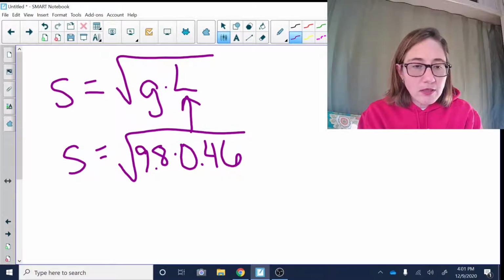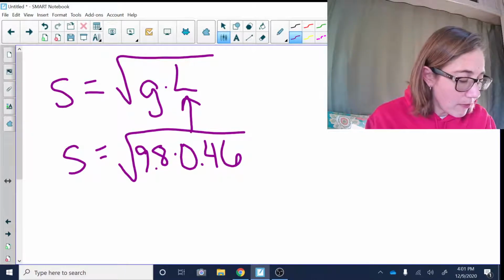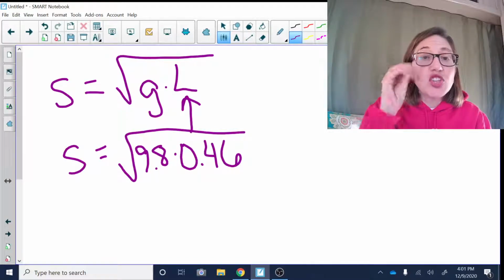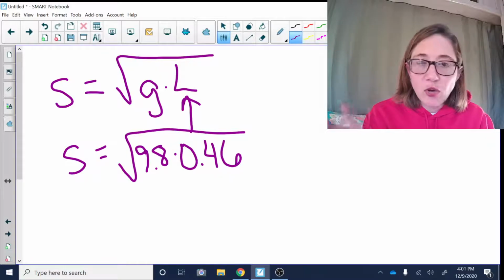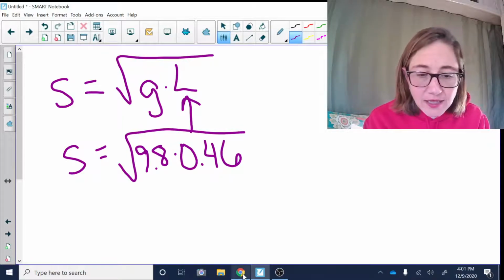So I'll multiply those. Actually, I'll let you take it from there. You'll be fine with that. But I just wanted to point out that the G number depends on which system you're in, metric or standard. Okay, so watch that.